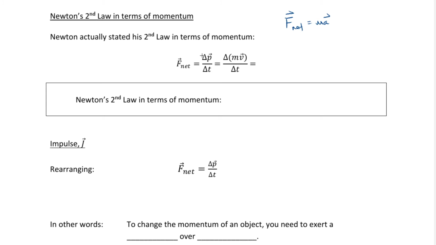Now if you think of our definition of momentum, p, delta p would be equal to delta mass times velocity. And if the mass is staying constant, we can bring that out front and we get mass times the change in velocity over the change in time. Well, this, of course, is just acceleration, and so that's where we get mass times acceleration. But Newton, again, first stated his second law in terms of momentum, where net force is equal to the time rate of change of momentum.